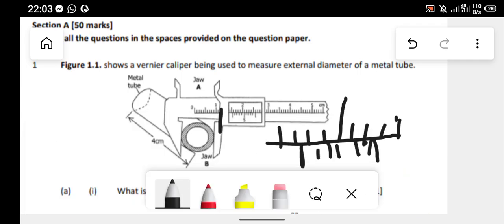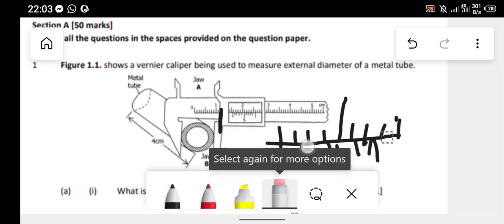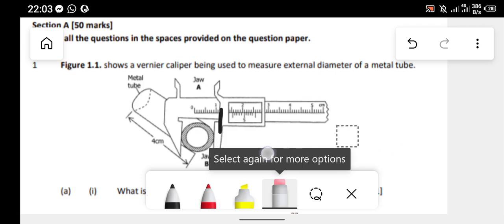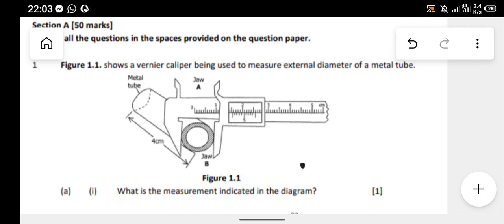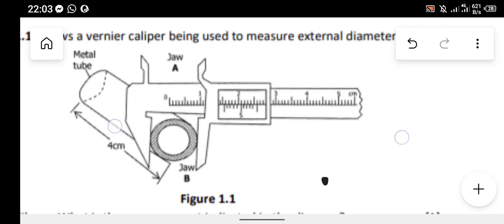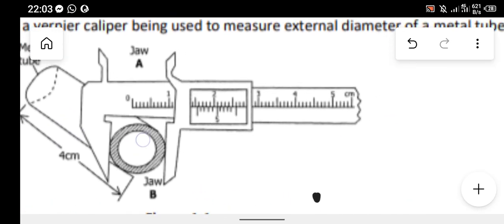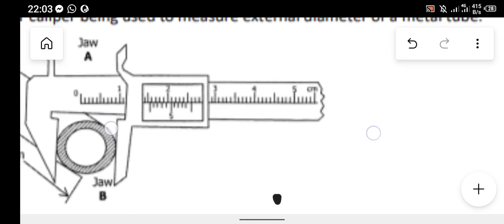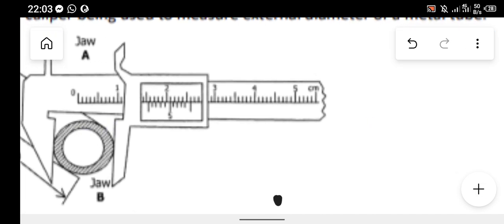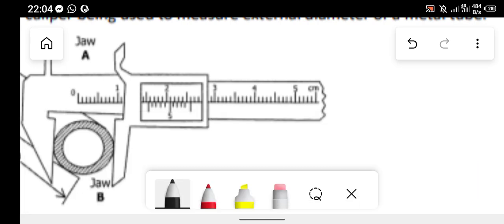Okay, let's look at the diagram now, since we have known how to read from the vernier calipers. So I will just zoom in so maybe it can be visible. Okay, let's see if I will have space. Okay, I still have space.